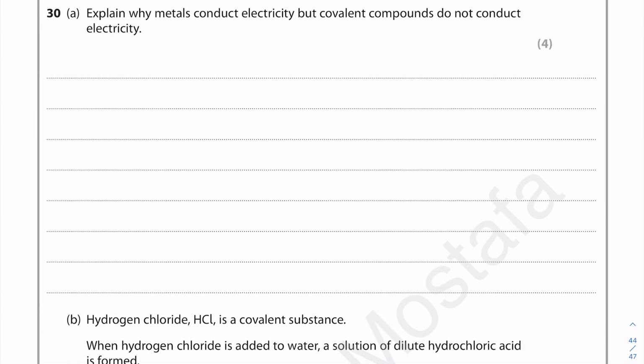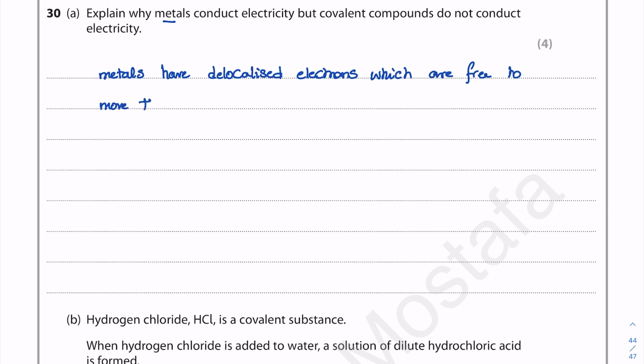Question 30. Explain why metals conduct electricity but covalent compounds do not. First, metals conduct electricity because metals have delocalized electrons which are free to move through the metal structure.